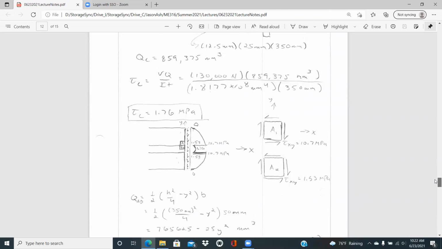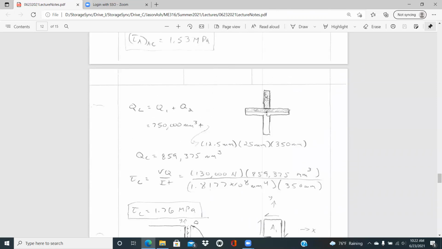Because remember again, when we're solving for Q, it's the area above your point of interest. And so that's still just a rectangle going up. So as we go down, we're still dealing with a rectangle going up. And so that derivation is completely the same for that top portion. The only thing that makes it different than a rectangular section is then the I value. The I value takes into account the entire plus sign in that determination.